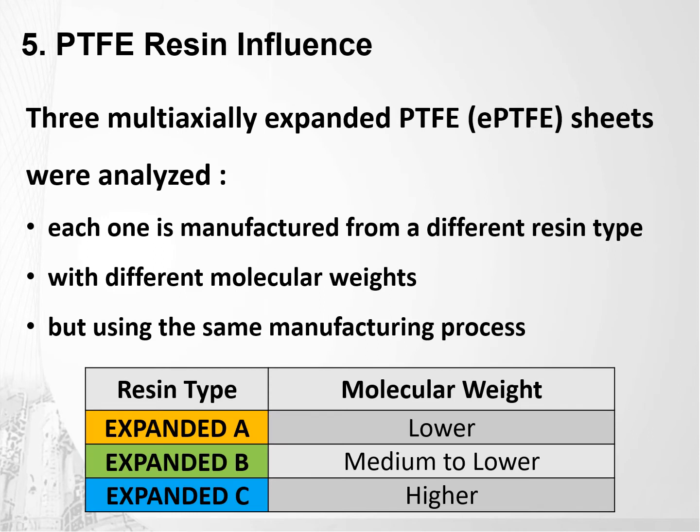Let's have a look now at influences the raw materials can have under the same processing conditions. For this analysis, 3 different multi-axially expanded PTFE sheets were tested, each one from a different resin type with different molecular weights but using the same manufacturing process. We're comparing here expanded A that uses a lower molecular weight resin, which is the same material used on the previous skived comparisons, expanded B with medium to lower molecular weight resin, and expanded C with the highest molecular weight resin of the 3 samples.